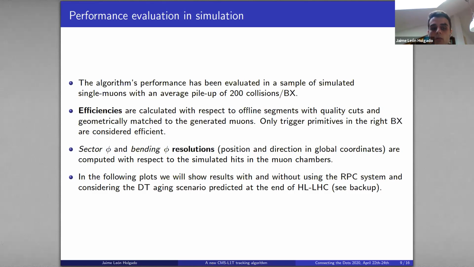So we compute them with respect to the simulated hits that we have in the muon chambers. And apart from this, in the following plots, I will show results that use and don't use the RPC system. And also I will consider the DT and RPC aging scenario that is predicted at the end of HL-LHC, which you can see in the backup.